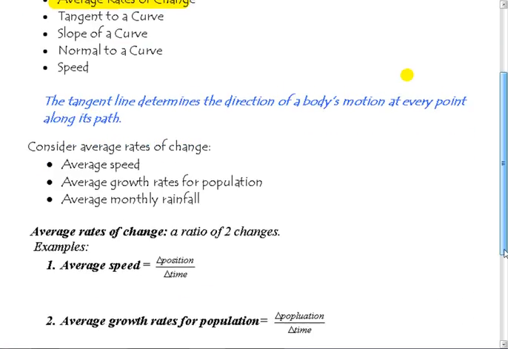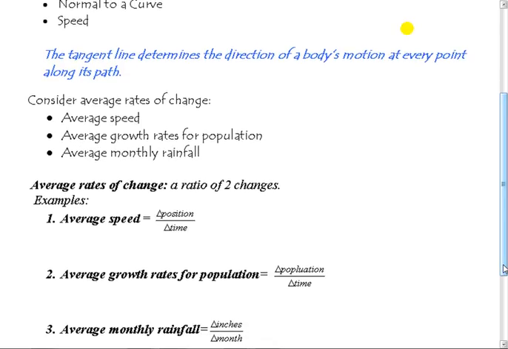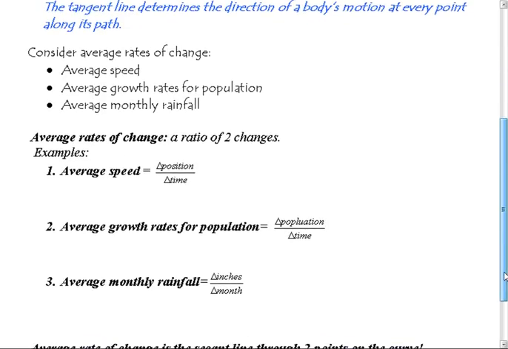Okay, think about your average speed, average growth rate for the population, average monthly rainfall. Our average monthly rainfall right now is like 0. I mean, what we're getting right now is 0. The average is much higher. I know we finally got some rain last night, but it's not enough to make up for it.